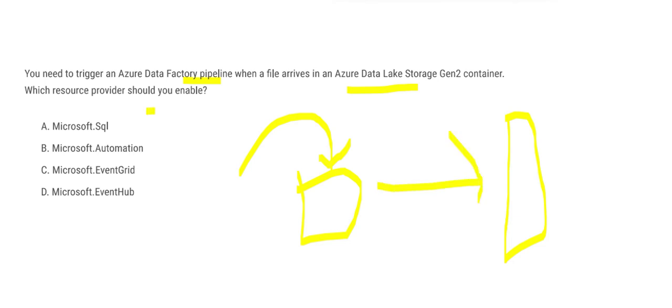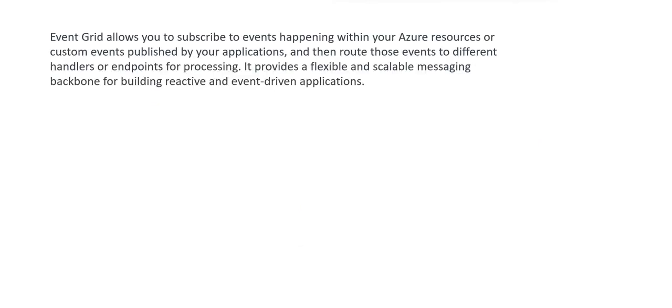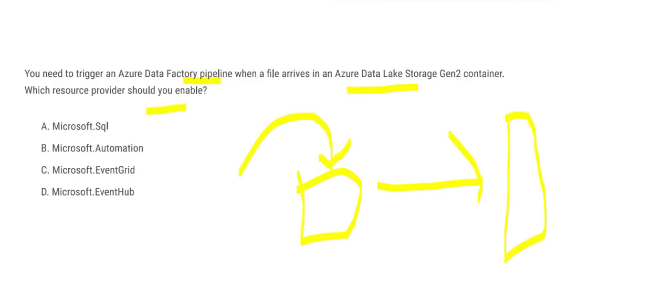Which resource provider should you enable in this case? Since we are talking about events, you should think of Event Grid. This allows you to trap the events within your Azure resources. You can pause this and read it carefully, but this is possible. That is why our answer would be Event Grid.